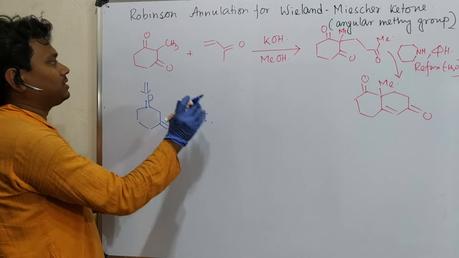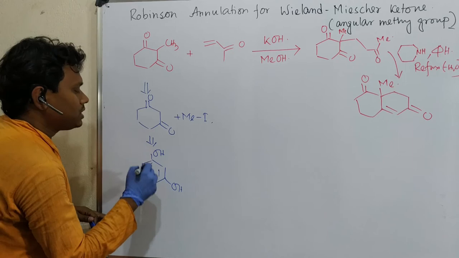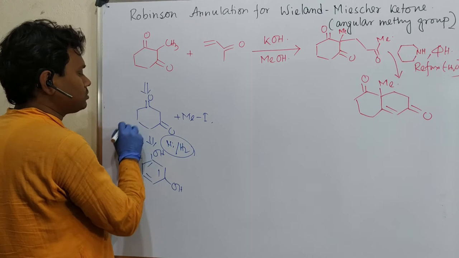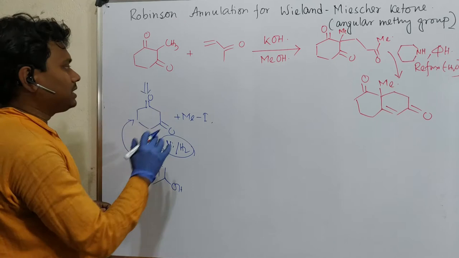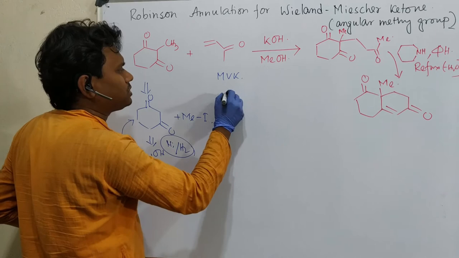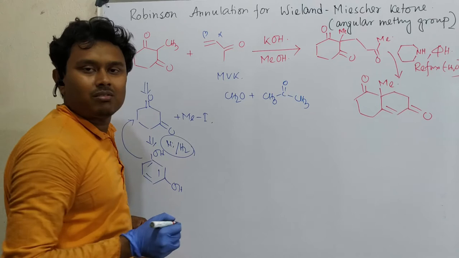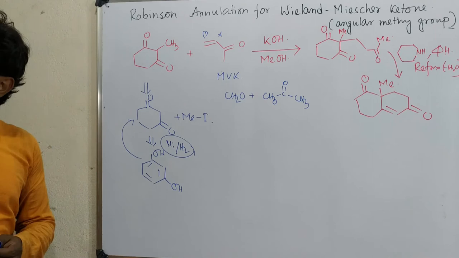How could this be prepared? This could be prepared from resorcinol, that means 1,3 dihydroxyphenol, in presence of nickel and hydrogen at high pressure, so this could be reduced to the corresponding compound. And this is MVK, methyl vinyl ketone, another famous substrate. How could this be prepared? This could be prepared by aldol condensation between formaldehyde plus acetone. Actually this is an alpha beta unsaturated carbonyl compound, formed by cross aldol condensation. So this is the background, or you may consider the source of the synthons.